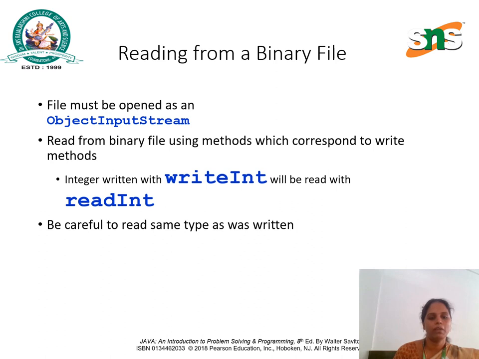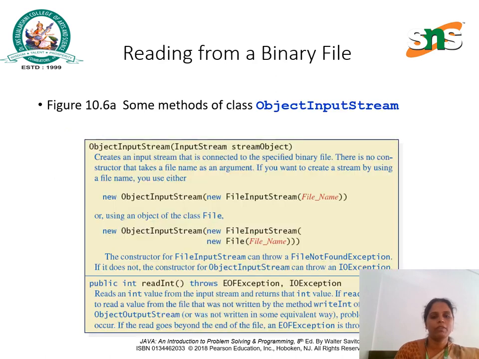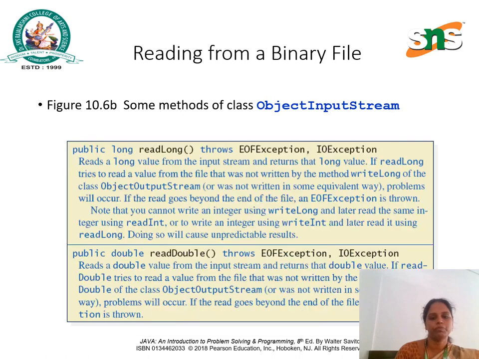Read from a binary file using methods which correspond to the write methods. An integer written with write int will be read with read int. Be careful to read the same type as was written. So reading from a binary file creates an input stream that is connected to the specified binary file. There is no constructor that takes a file name as an argument. If you want to create a stream by using a file name, you use either new object input stream, new file input stream, or using an object of the class file, new object input stream, new file input stream, file name.